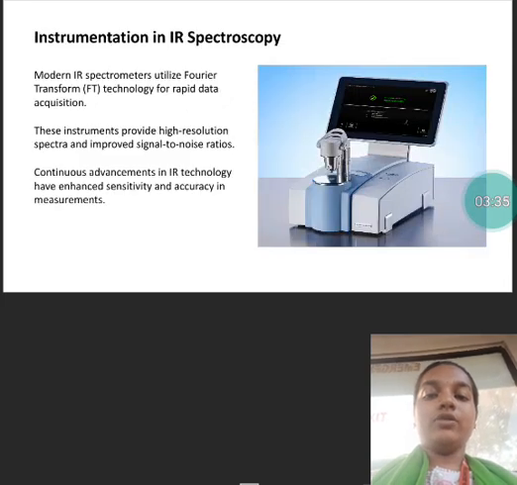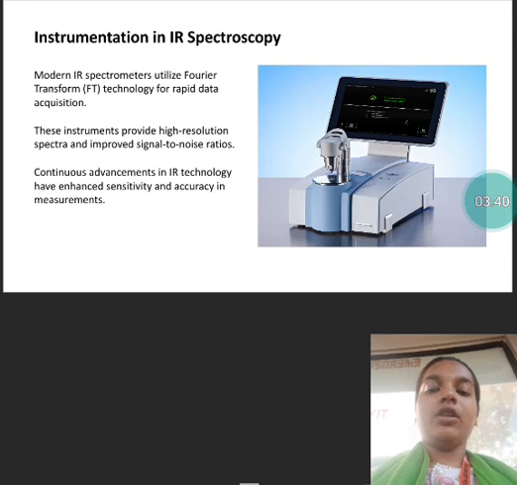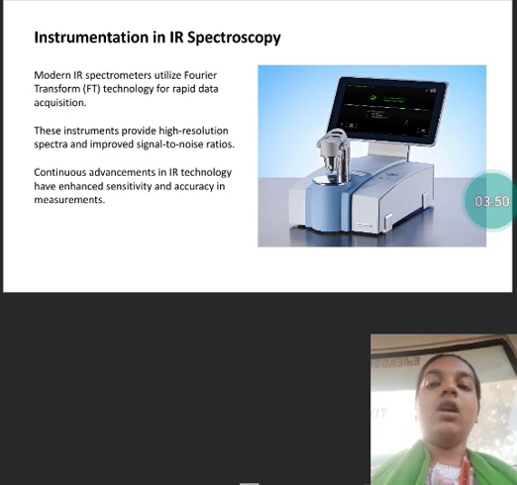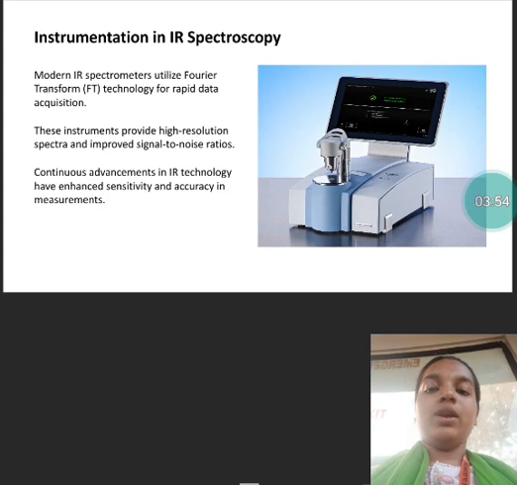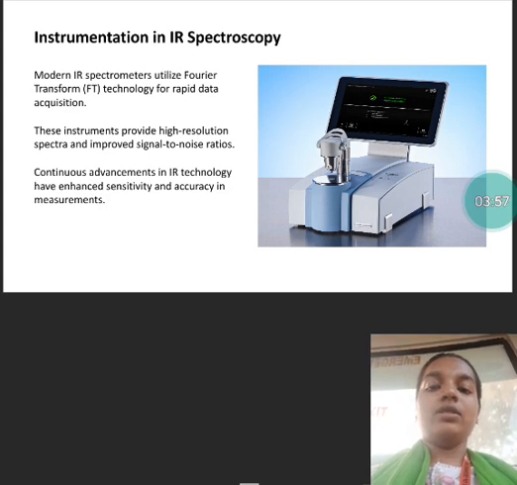Next slide. Instrumentation in IR spectroscopy. Modern IR spectroscopy utilizes Fourier transform technology for rapid data acquisition. These instruments provide high resolution spectra and improved signal to noise ratios. Continuous advancement in IR spectroscopy has enhanced sensitivity and accuracy in measurements.